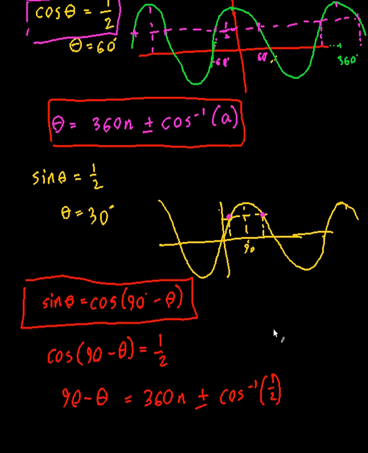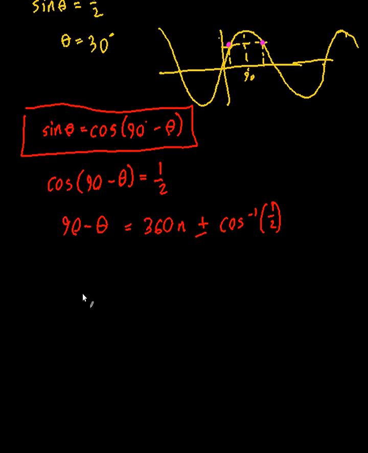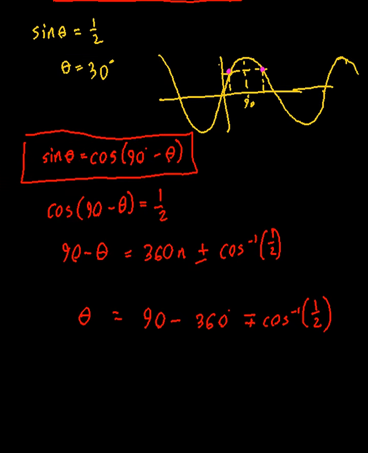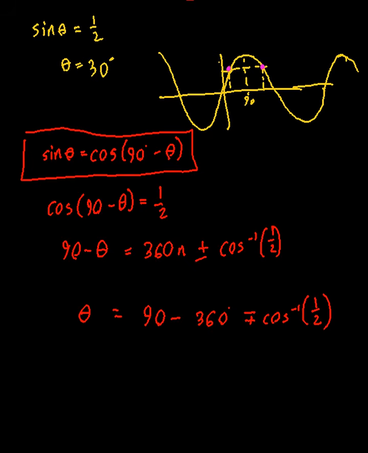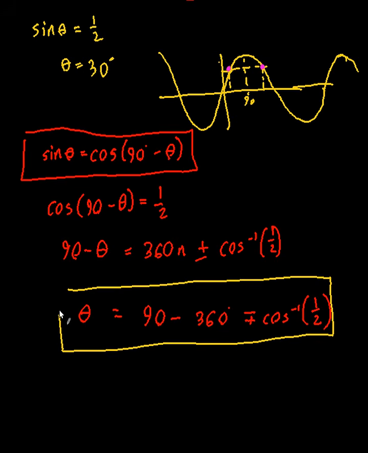Therefore theta is equal to 90 minus 360n, minus plus, I suppose it doesn't really matter, cos inverse of a half. All I did was change the sine theta question into a cos question. So you really don't need another special formula for sine. There is my final result for the general solution of sine.